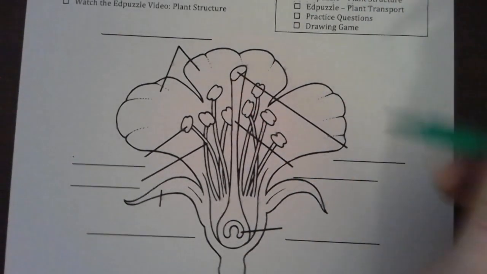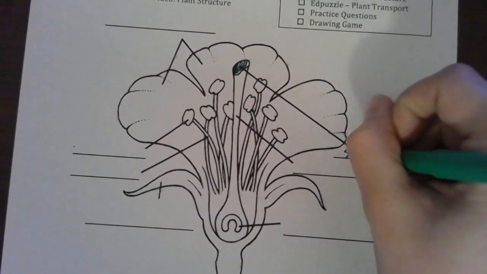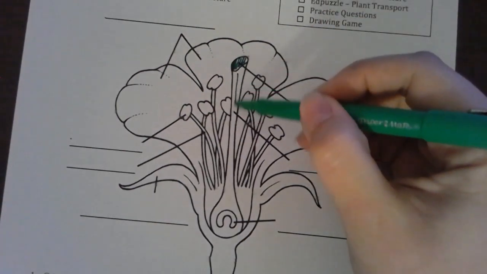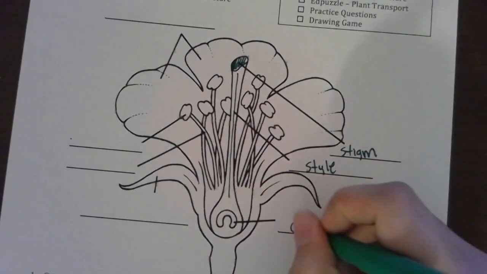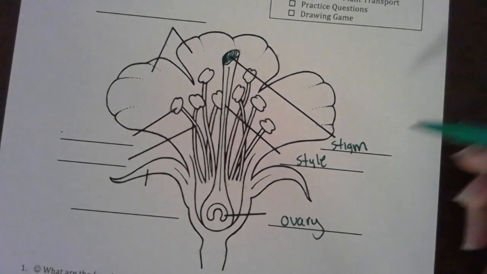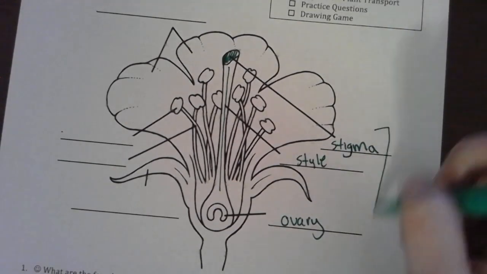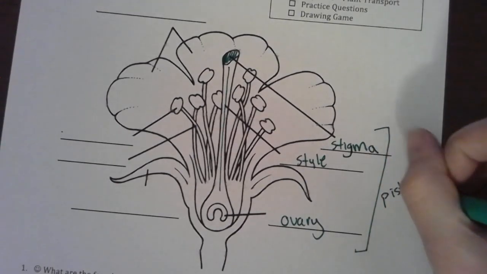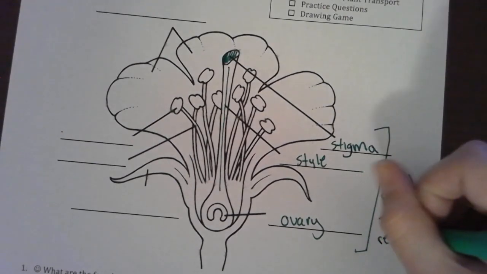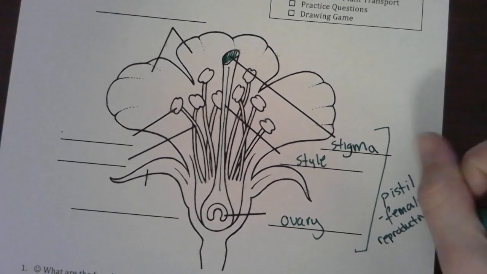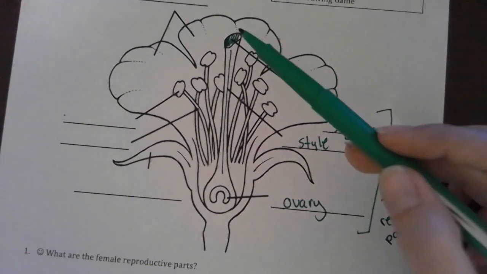At the top you have this little thing here called a stigma. The stigma connects to this thing called a style, and then down here is the ovary. All three, stigma, style, and ovary, make up the pistil, and the pistil is the female reproductive part. Okay, female reproduction: stigma, style, ovary.